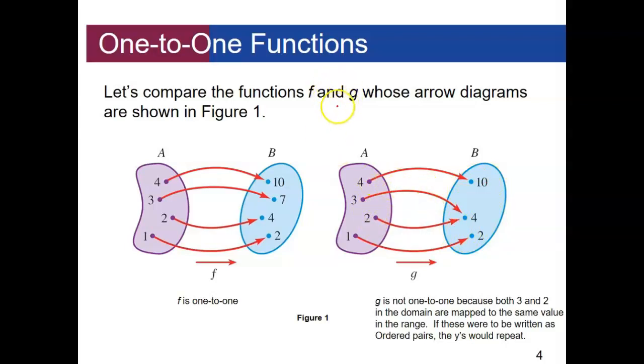If we were to write these as ordered pairs, we would have (4, 10), (3, 4), (2, 4), and (1, 2). So this would be a function because the x's are not repeating, but it's not what we call a one-to-one function because the y's are repeating. When the y's repeat, it's not a one-to-one function. That's an important characteristic. In order to have an inverse, it needs to be one-to-one. So the first part of this section, we're going to be talking about determining if functions are one-to-one.